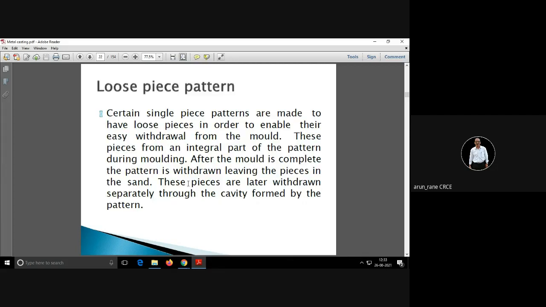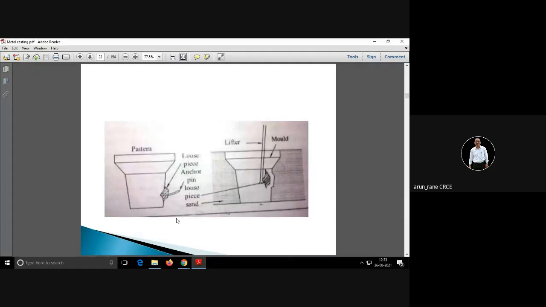Loose piece patterns are made to have loose pieces in order to enable their withdrawal. आपका प्रोडक्ट है वो withdraw भी होना है अच्छी तरह से. So that's why we go for the loose piece pattern, which can be withdrawn very easily. So this is an example of a loose piece pattern. This is a loose piece anchor. This is a pin. Loose piece sand.